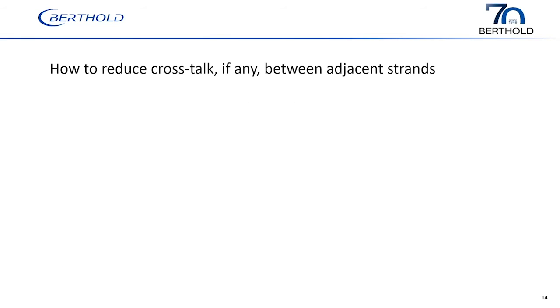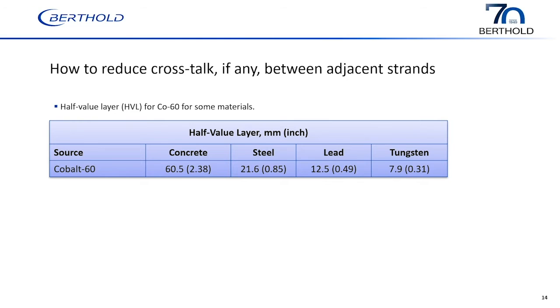So we have found out that we have crosstalk between some strands. What do we do? Yes, as we said, we need to add high density material between the strands. If we look at the following table, we see some values for the half value layer for this cobalt-60 isotope. This means that the table shows the amount of material needed to reduce the gamma radiation from cobalt-60 by 50%. So we have a source, which is cobalt-60 here.